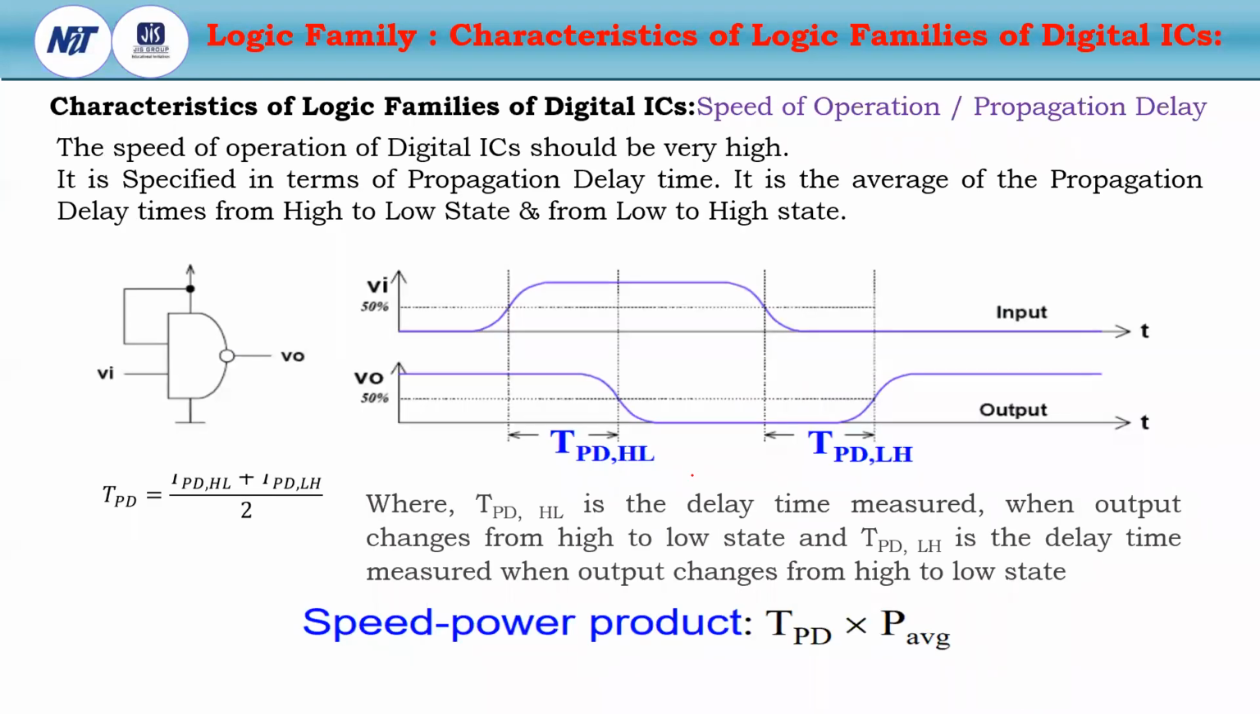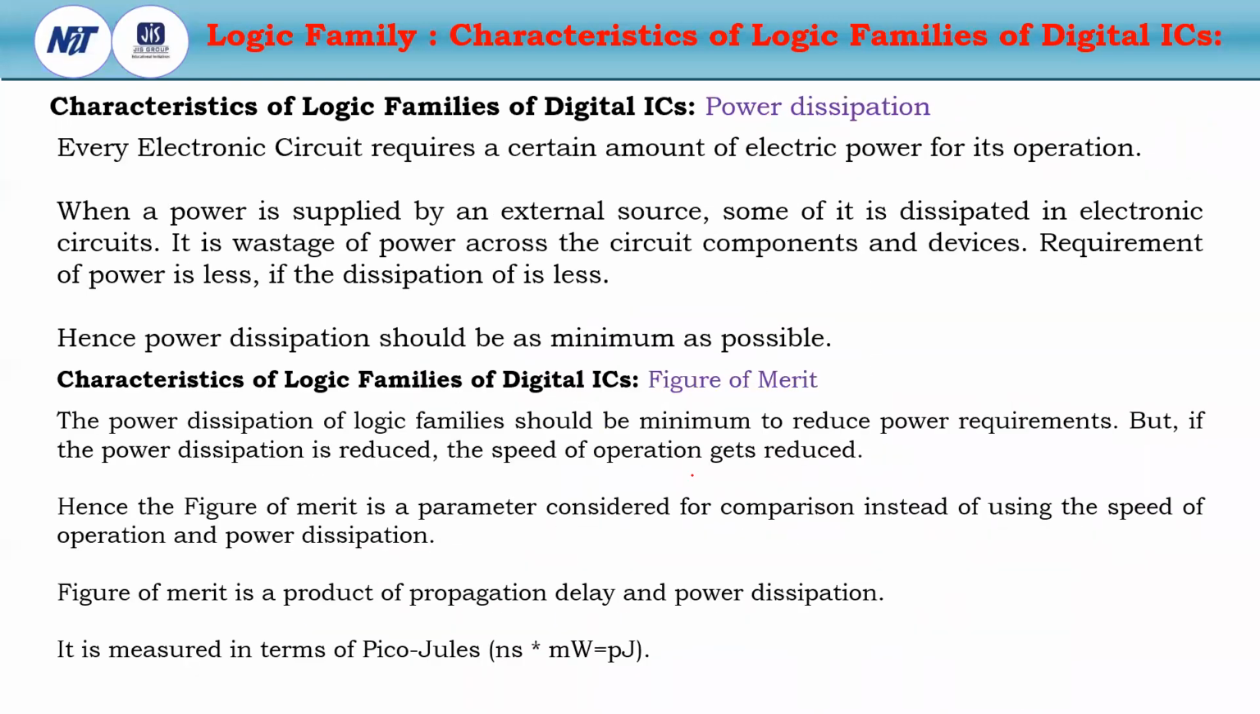Hence, the figure of merit is a parameter considered for comparison instead of using the speed of operation and the power dissipation separately. The figure of merit is a product of propagation delay and power dissipation. That is called the power delay product. It is measured in picojoules, where the propagation delay is in the nanosecond range and the power dissipation is in the milliwatt range.